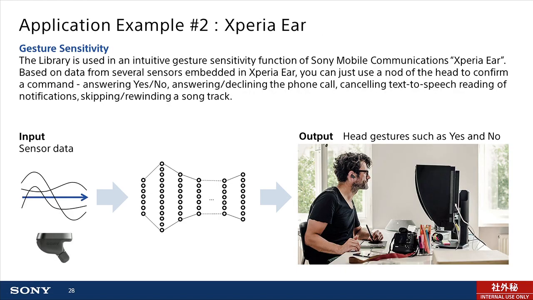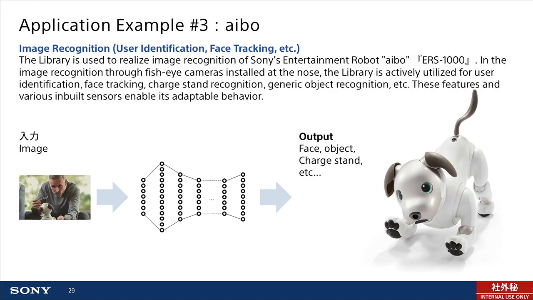And the next application is Xperia Ear. It's a kind of headset, and it has a sensor to track head movement. This neural network takes sensor data, and it estimates a head gesture like yes or no. And as Mizukami introduced, it's already utilized in AIBO. So you can meet AIBO on the ninth floor after this session.